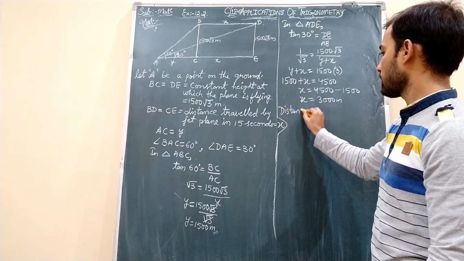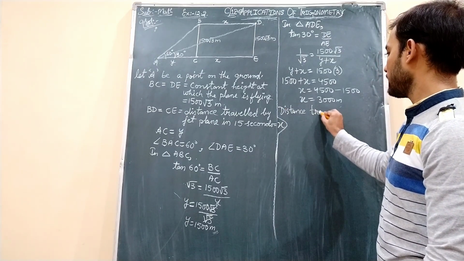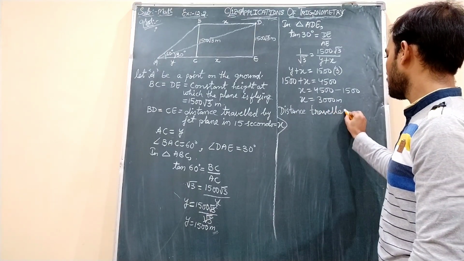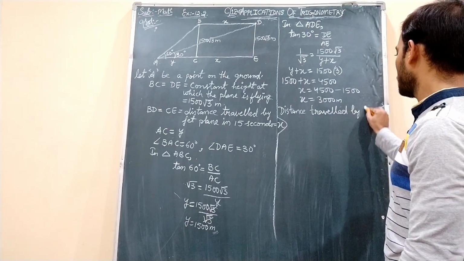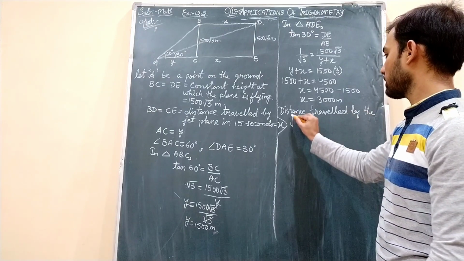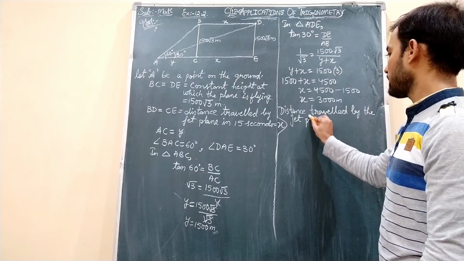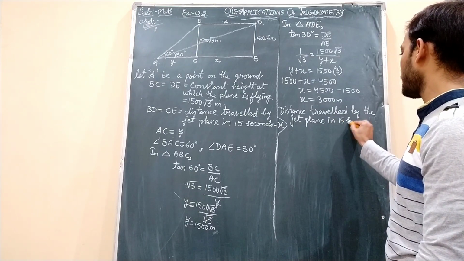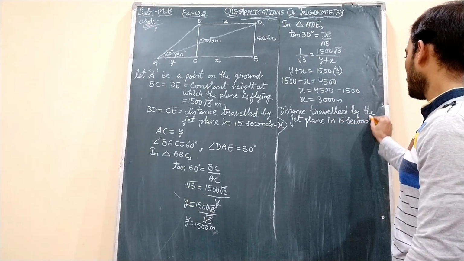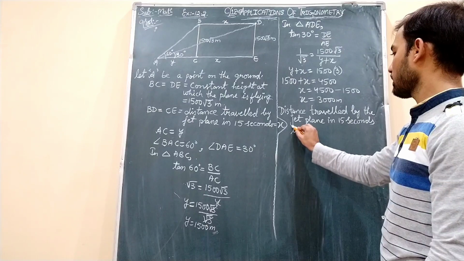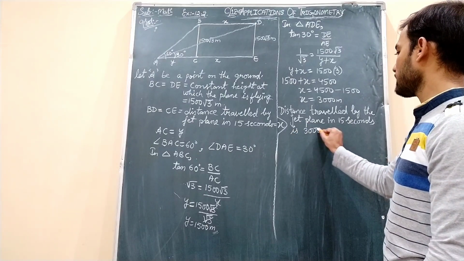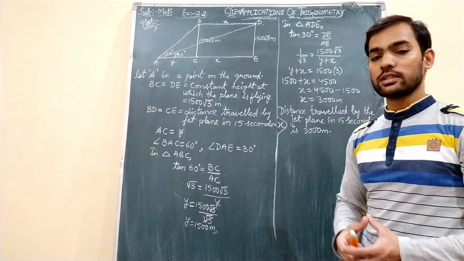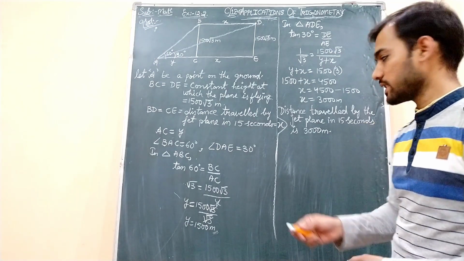Distance travelled by the jet plane. Distance travelled by the jet plane in 15 seconds is 3000 meters, students. But our actual thing to calculate is the speed of the jet plane.